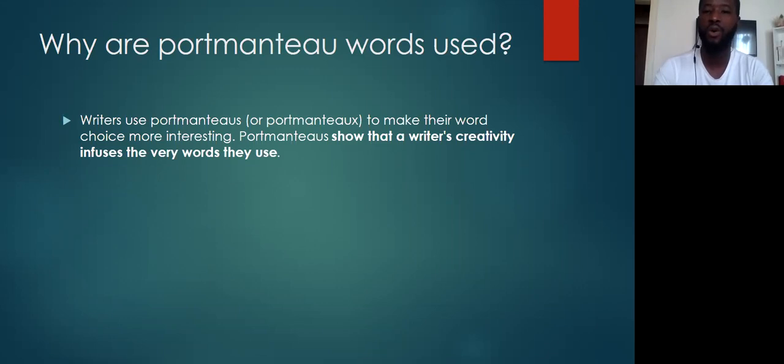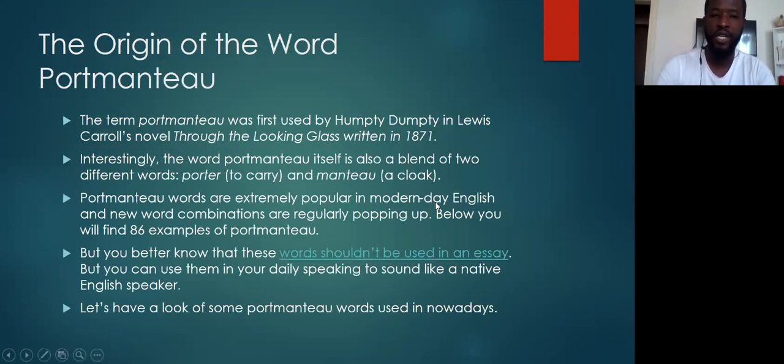So here we are going to see the origin of portmanteau. Where did it start from? For example, here, the origin of the word portmanteau. The term portmanteau was first used by Humpty Dumpty in Lewis Carroll's novel Through the Looking Glass, written in 1871. So the first person who used these kinds of words that we call portmanteau is Lewis Carroll. He wrote a novel, and the novel's name is Through the Looking Glass, written in 1871.